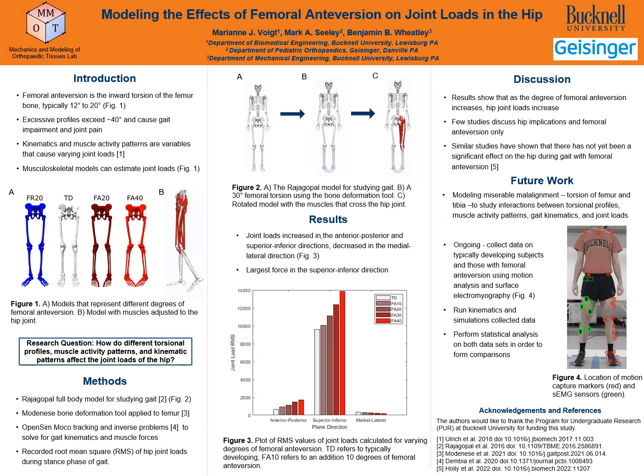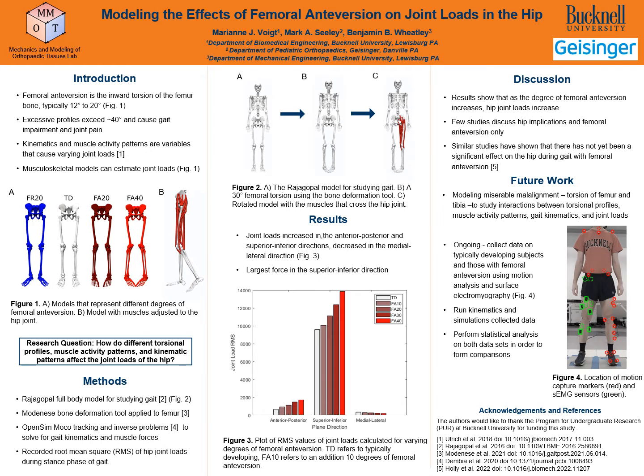In addition to morphology, kinematics, such as gait patterns, and muscle activity patterns can affect joint loads as well. To characterize the dynamics of gait, motion analysis, surface electromyography, and musculoskeletal modeling enable the analysis of human movement to determine joint loads. Thus, I aim to answer the question, how do different degrees of femoral anteversion affect the joint loads of the hip in all plane directions?